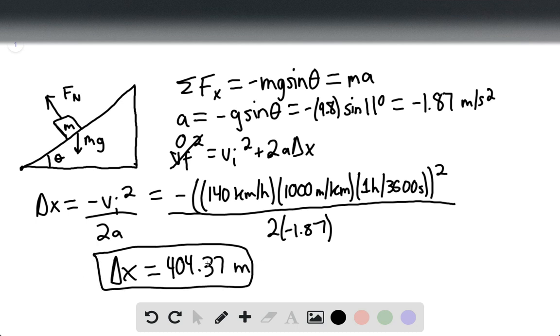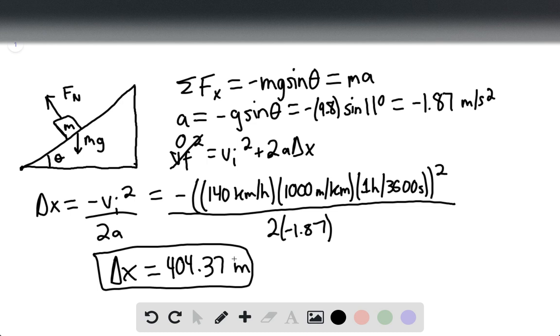However, the question says, analyze this. Does it seem kind of long? And yes, this is about the size of 4 football fields, a little bit larger actually. And they're saying if sand was used, this could be cut in half. So that'd be only 200 meters. However, that's still very long.